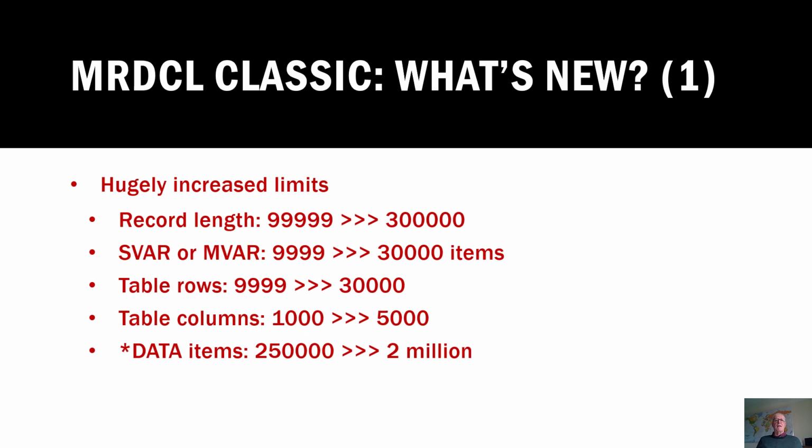So what's new in MRDCL? Well, first of all, in the classic version of MRDCL, we've increased the limits within there hugely. There's some of the things in there which regular users will recognize, such as the number of items in a variable now has gone to 30,000. The record length we've increased from 100,000 to 300,000 characters.